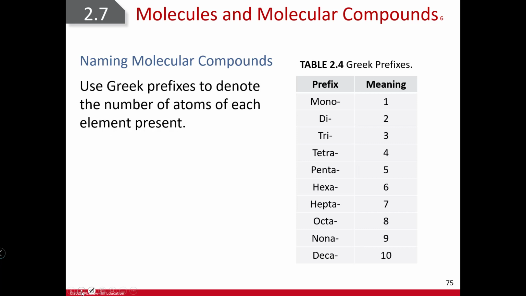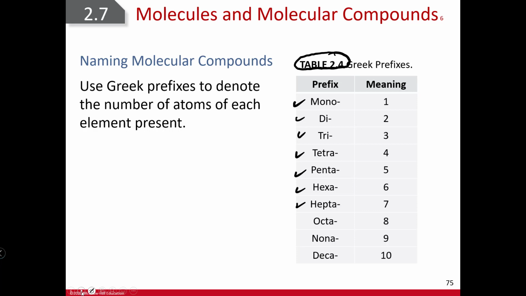Now, once we get more than one atom of an element bound with another element, we have to use prefixes. You have to memorize table 2.4. There's no getting around it. Now, most of these you already know. Mono, di, tri, tetra, penta, hex. You've heard of hexagon, like bees make, where they store their honey in a hexagonal shape.